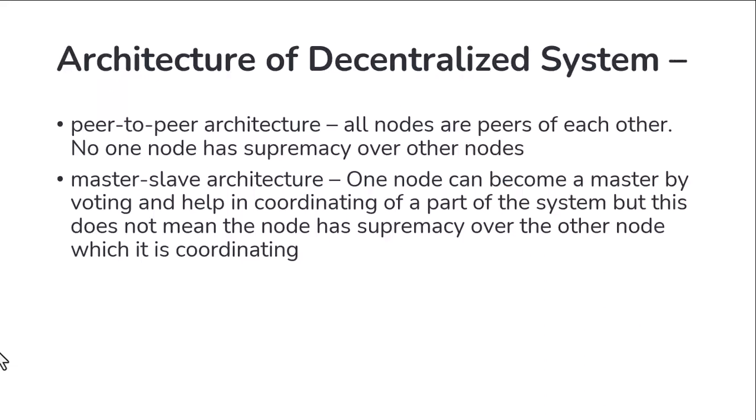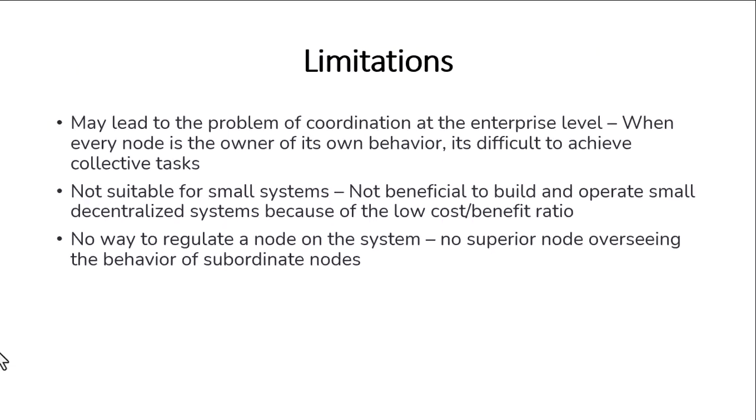I already stated this point that one node becomes the master. That node actually initiates the process, but this does not mean that node will have supremacy and control over all the nodes. But it actually brings coordination among all the peers. Limitations: it may lead to problems of coordination at enterprise level. When every node is owner of its own behavior, it's difficult to achieve collective tasks. So collective task coordination becomes the difficulty.